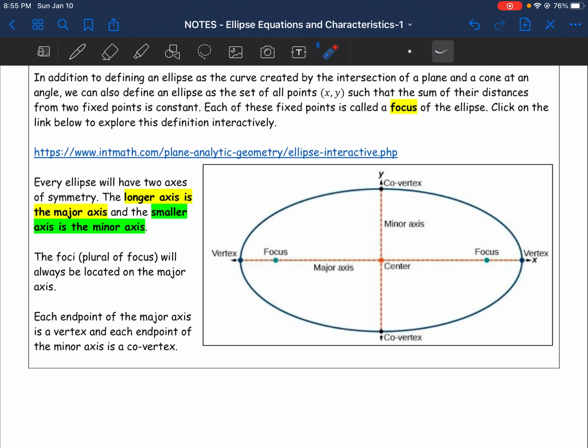Notice that the major axis and the minor axis intersect perpendicular to each other at the center. Now the foci, which again is the plural of focus, will always be located on the major axis. So whichever one is the longest axis will also have the foci. Each endpoint of the major axis is called a vertex. So on the major axis, the endpoints are called the vertices. And each endpoint on the minor axis, or the smaller axis, is called a covertex.